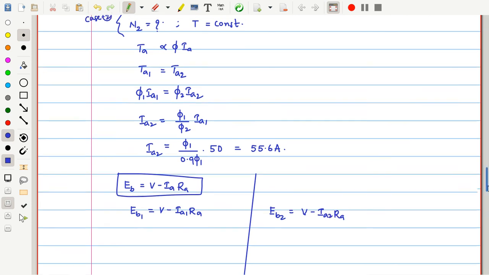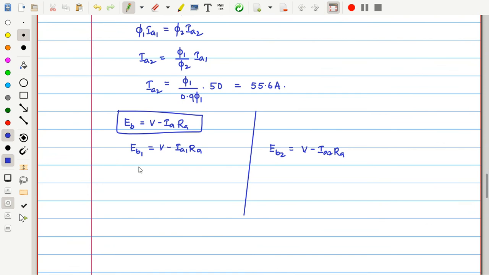The remaining things are constant. See this. So now what will be this EB1? Let us calculate. EB1 is equal to V, given as 250, minus IA1, which is 50, into RA, which is 0.25 ohms. Just calculate it, and you will get 237.5 volts. This is EB1.